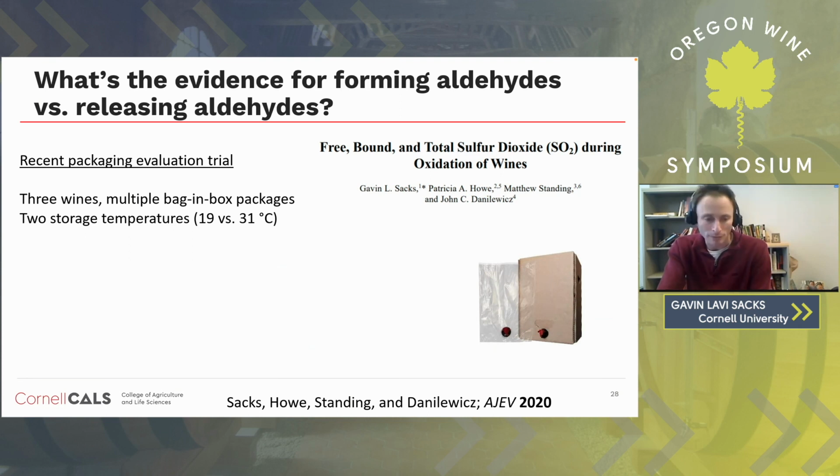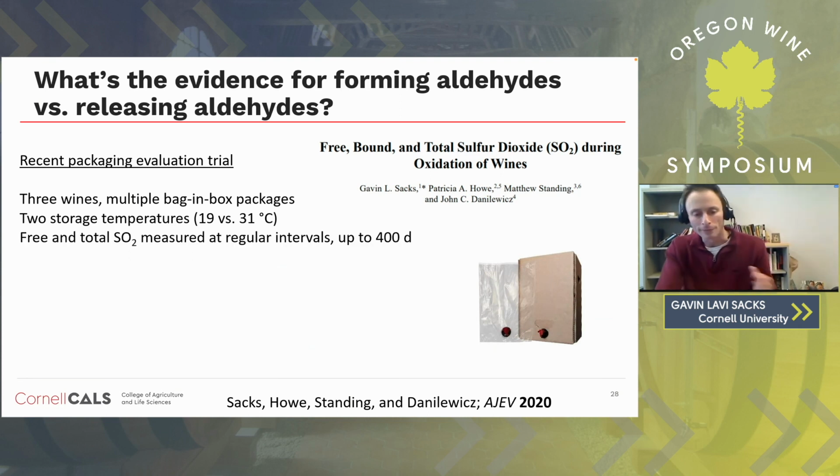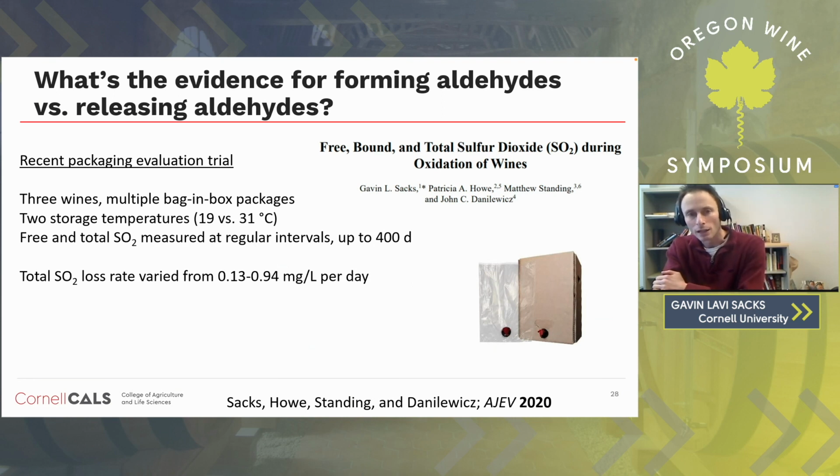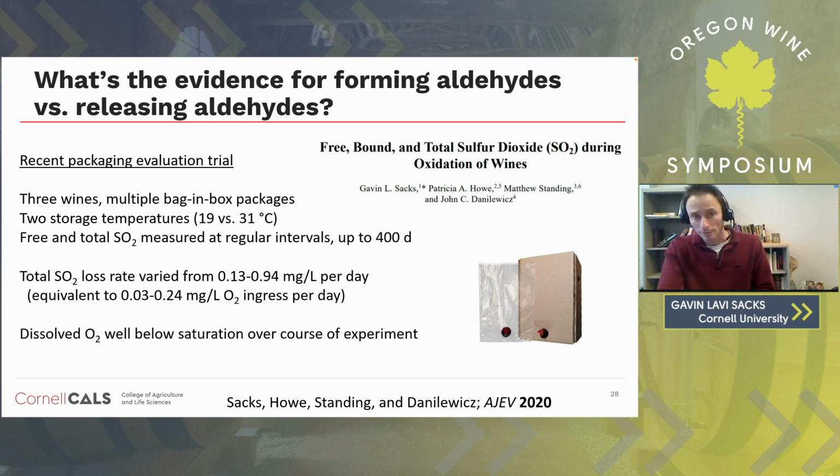And these trials were done with different packages and different temperatures, and free and total SO2 were measured out to 400 days. The rate of total SO2 loss was relatively fast as compared to glass packaged wines, but it's still slow enough that any oxygen that made it into the package would be consumed faster than oxygen could get in.